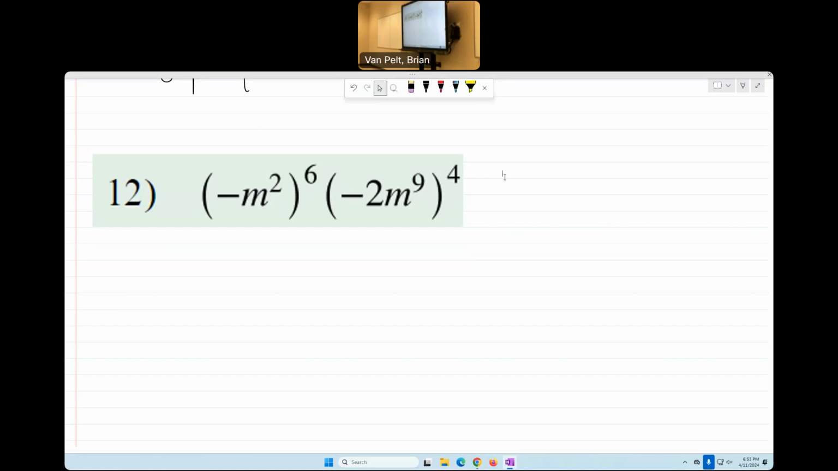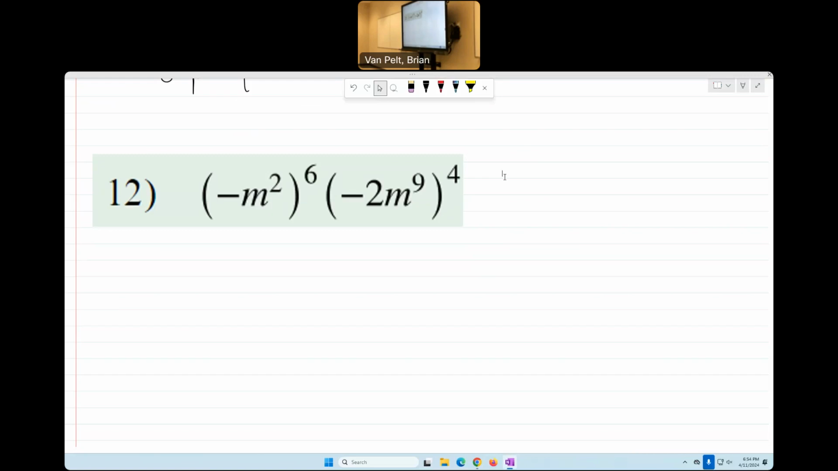Now notice that all of the negative signs disappear. They're all raised to even powers and we completely ignore the negatives. Negative m squared times itself 6 times. Anytime you have an even exponent, the negatives will cancel out. Odd would become negative, exactly. So you can ignore the negatives on both of these.